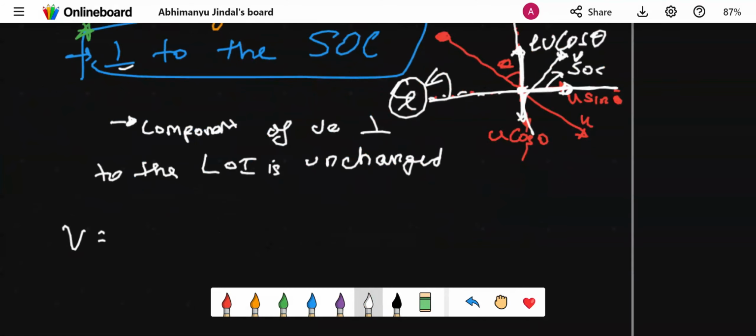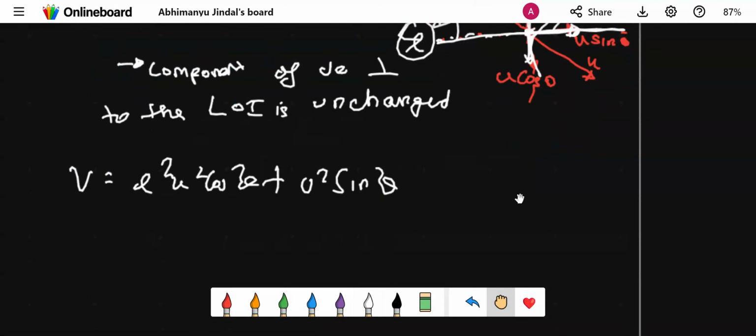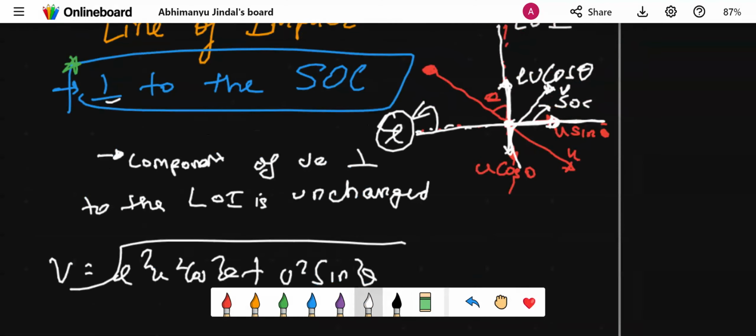So v is the root of e square u square cos square theta plus u square sin square theta. This here is the resultant of two perpendicular vectors, and the resultant of two perpendicular vectors, let's say a is in the x direction and b is in the y direction, is the root of a squared plus b squared. So that's what I did: e square u square cos square theta plus u square sin square theta.